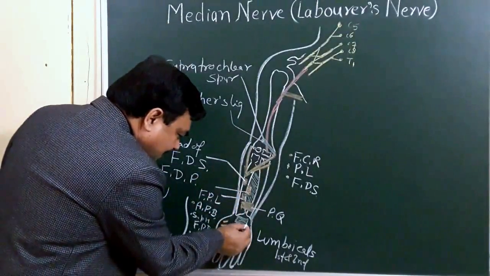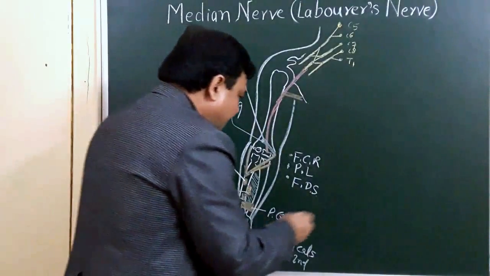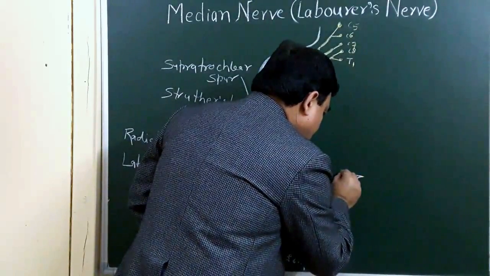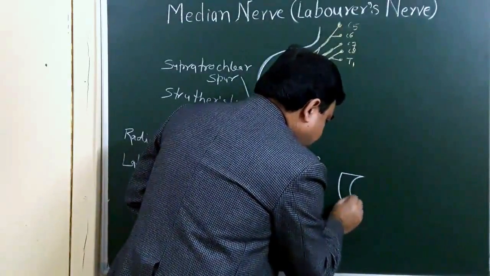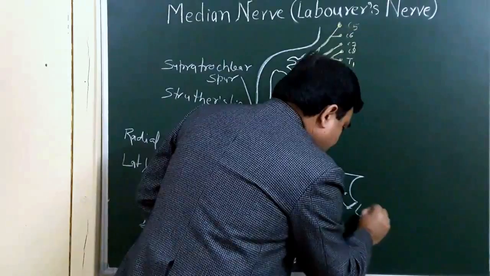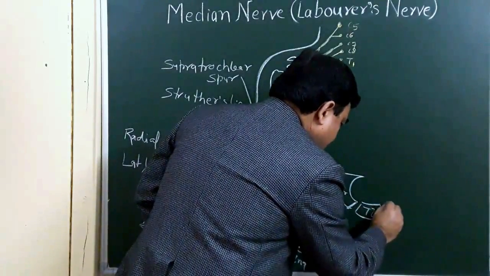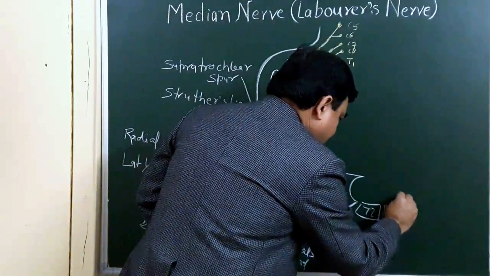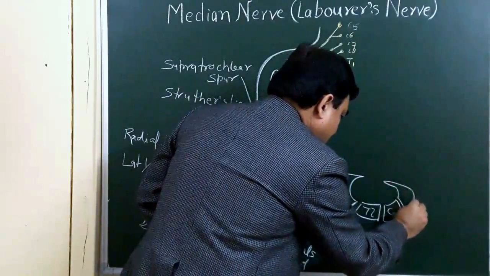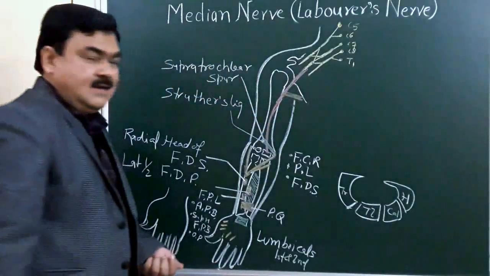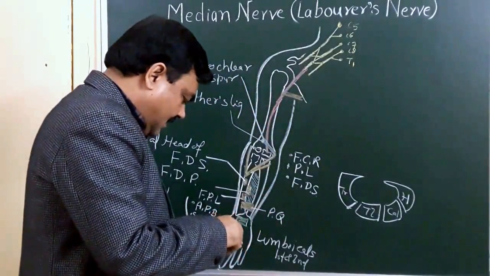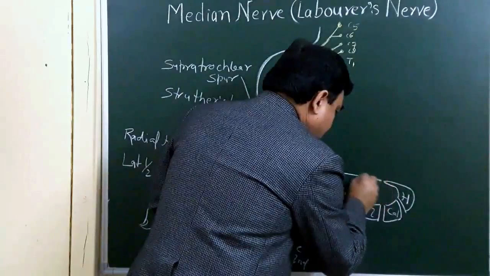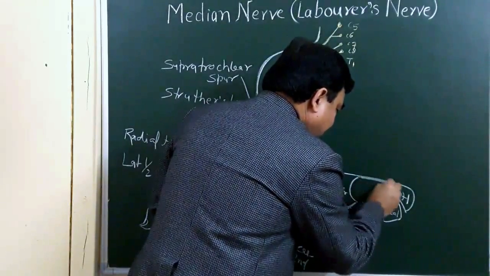If you cut a section at this level, here you will find the trapezium, here is the trapezoid, here is the capitate, and here is the hamate. This is the carpal tunnel. Here is the flexor retinaculum.